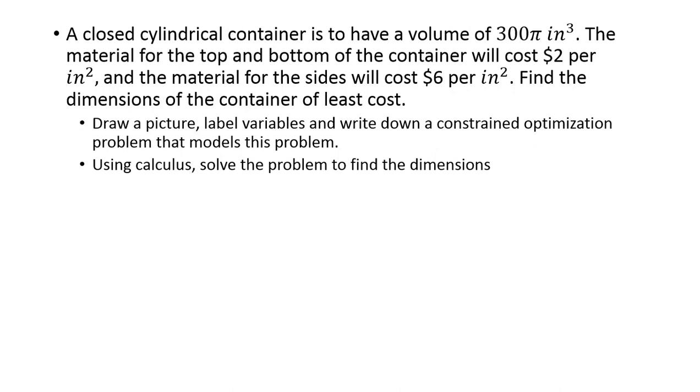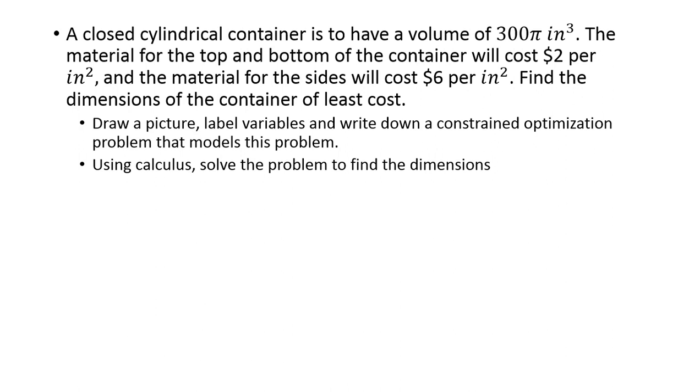But the material for the top and the bottom of the container costs $2 per square inch. And the material around the sides, or the lateral area, would be $6 per square inch. We want to find the dimensions so that it costs the least, okay? Because again, we want to make a profit off this, and have everybody buying it because it's the cheapest around, and we still make money.